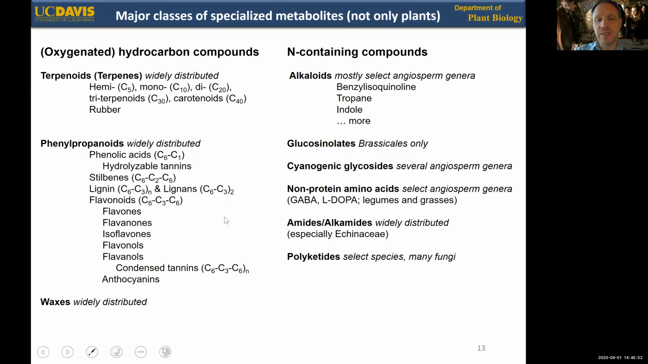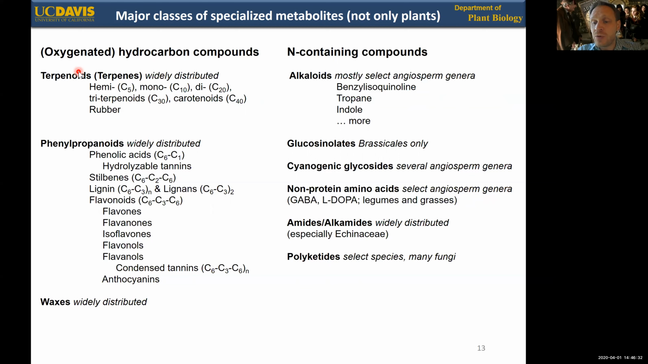So this is a list. It's not fully comprehensive. There are more specialized metabolites that are much more rare, so I'm focusing here on the major classes. The largest one of the typically oxygenated hydrocarbon compounds, those that are not nitrogenous, are the terpenoids or terpenes. They are the largest and most diverse class of plant natural products and the most widely distributed in terms of how many plant families and plant species are producing these compounds.